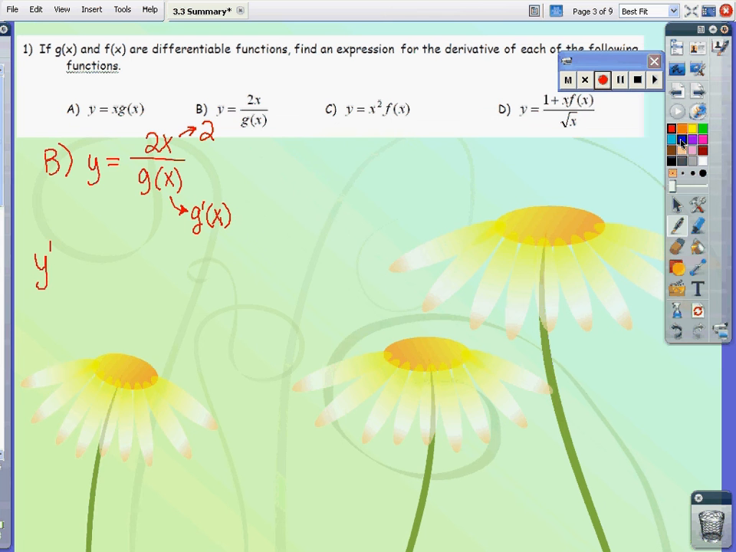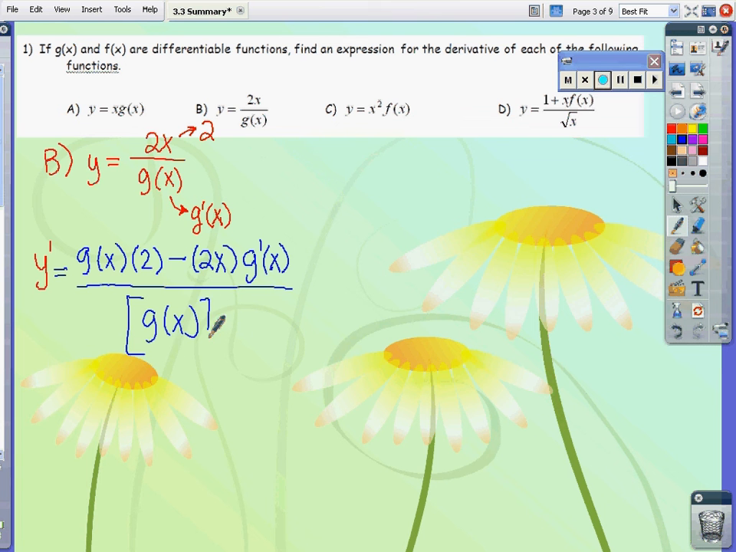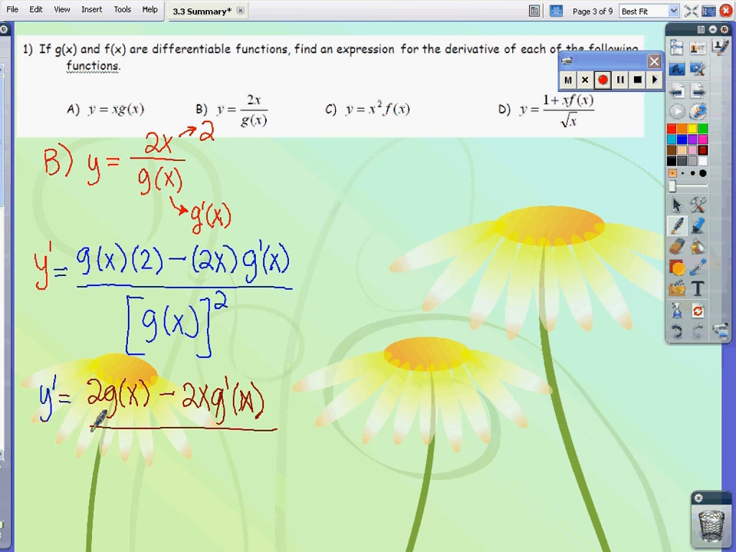So now I'm going to write that I'm doing y prime equals low, regular g of x, d of high, 2, minus the high function, multiplied by the derivative of low, all over low, low, which is low squared. That really doesn't simplify much at all. The simplified version would look like 2g of x minus 2x g primed of x all over g squared of x. That's another way to write g of x squared, kind of like when we do sine and cosine.